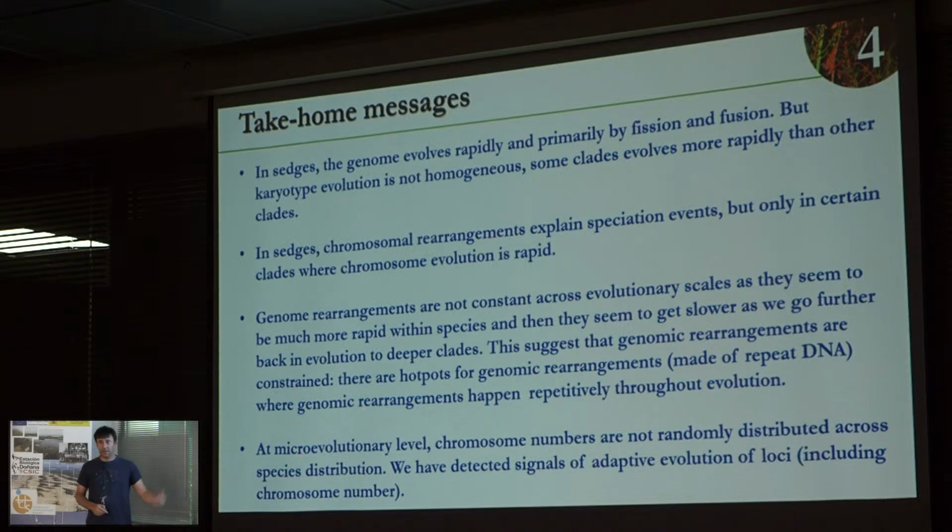And finally, at the microevolutionary level, I showed you how the distribution of chromosome number across the distribution of this group of species is not random. They are somehow ordered across the distribution of the species. And we detect a signal of adaptive evolution in a bunch of loci, but the most important thing is that one of them was chromosome number.